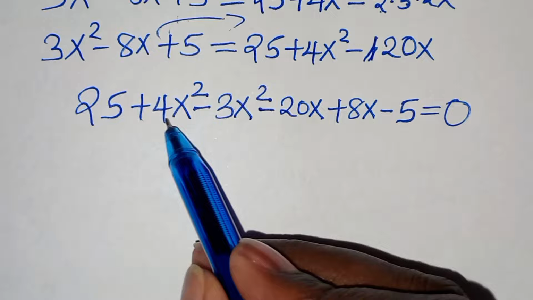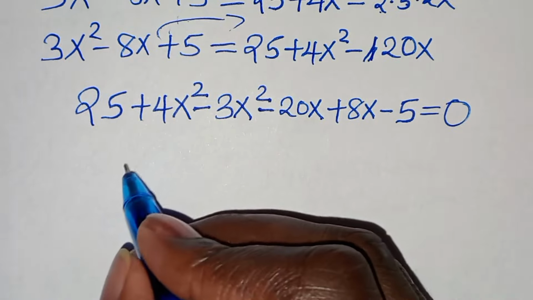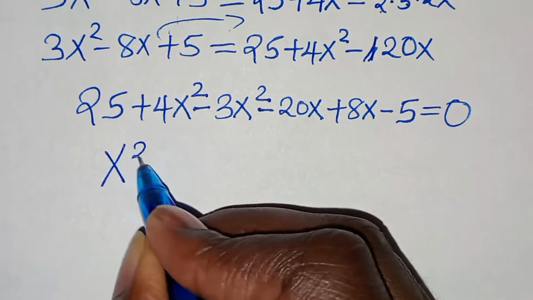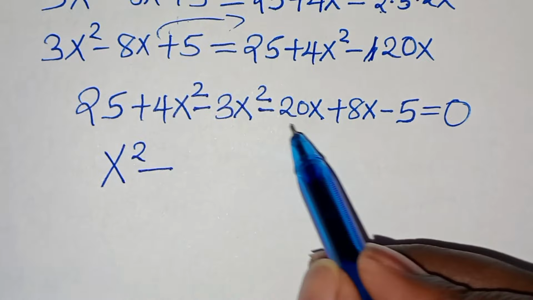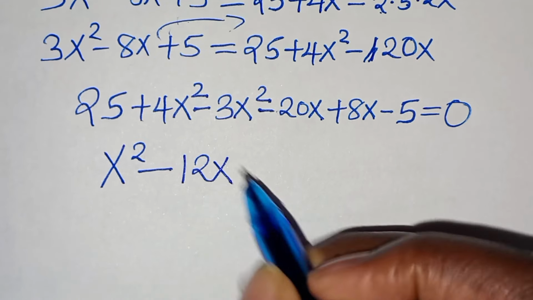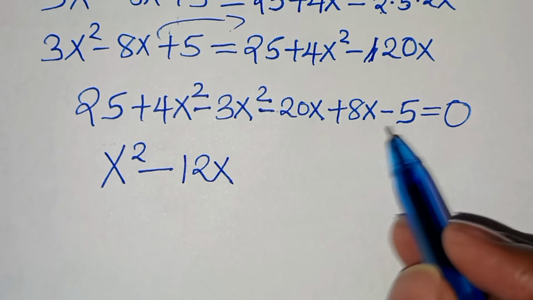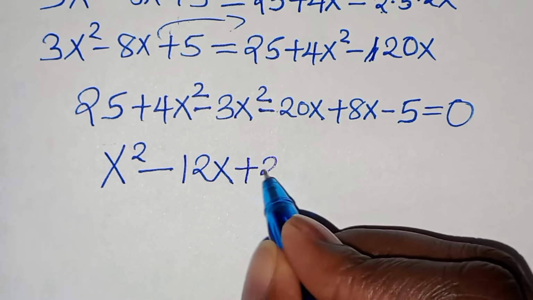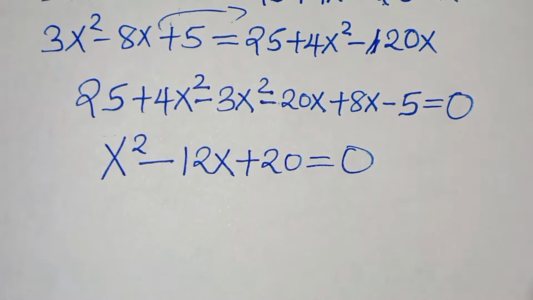So this is 4x squared minus 3x squared. So this is x to the power of 2 minus, this is minus 20x plus 8x. This is minus 12x. Then we have 25 minus 5. This is plus 20. And this is equal to 0.